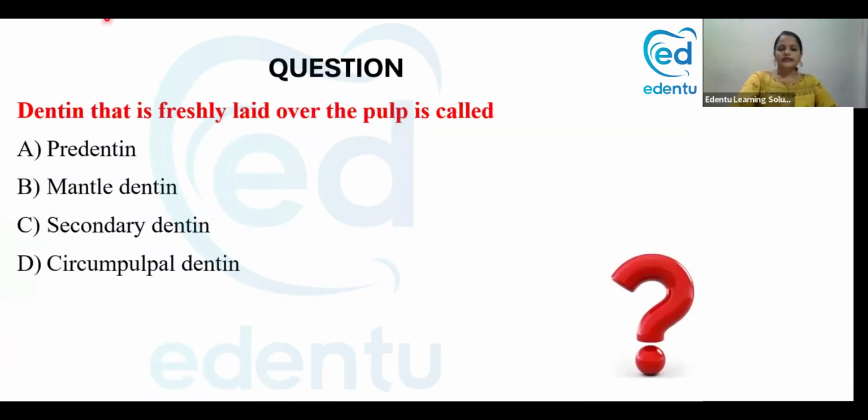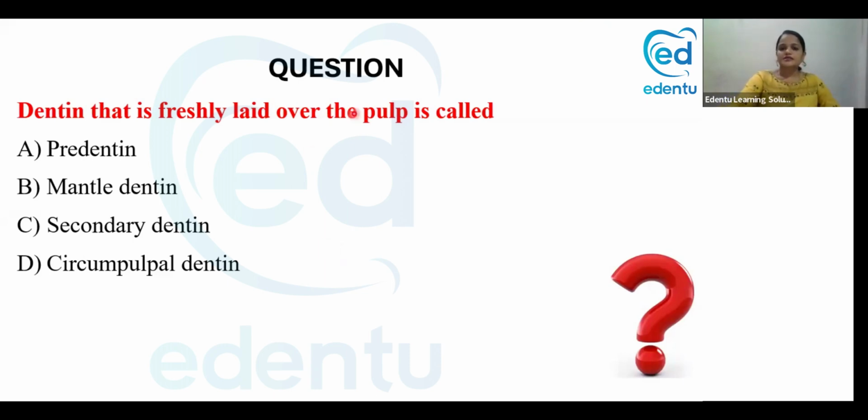Now, dentin that is freshly laid over the pulp is called: is it pre-dentin, mantle dentin, secondary dentin, or circumpulpal dentin? These questions are mainly included to make you familiarize with the terms. There are so many terms like this in the dental histology part, like pre-dentin, primary dentin, secondary dentin, tertiary dentin. So to make you familiar with these terms only, these questions are included. Any guesses, doctors?